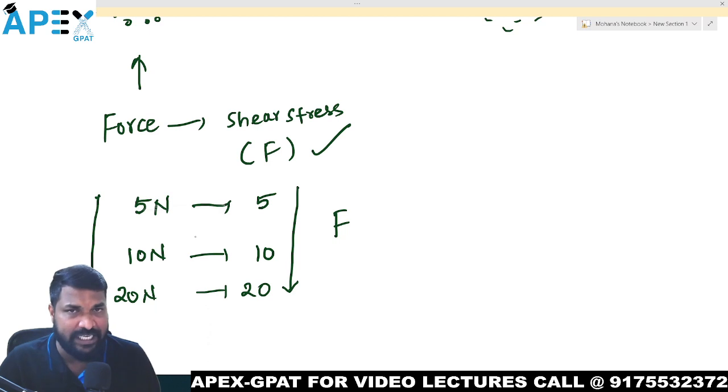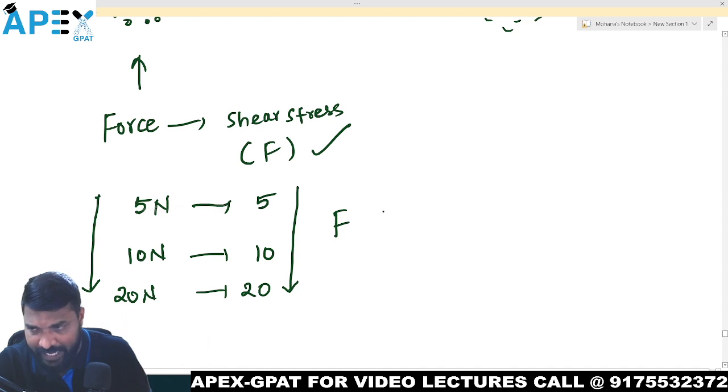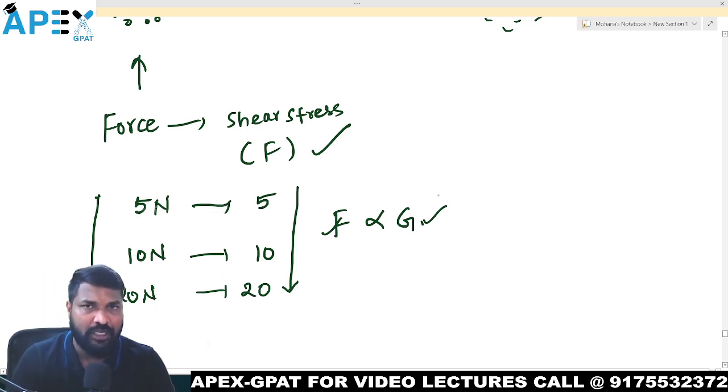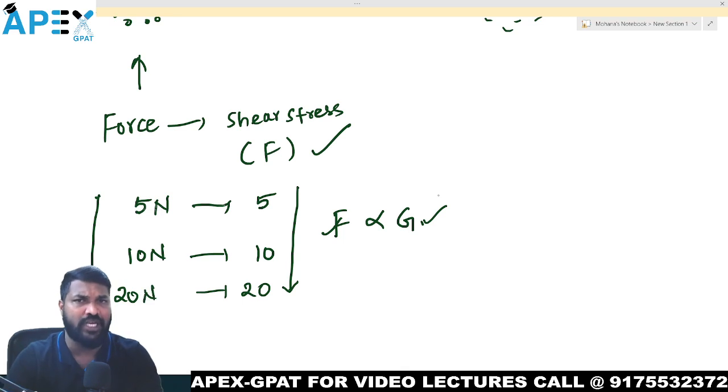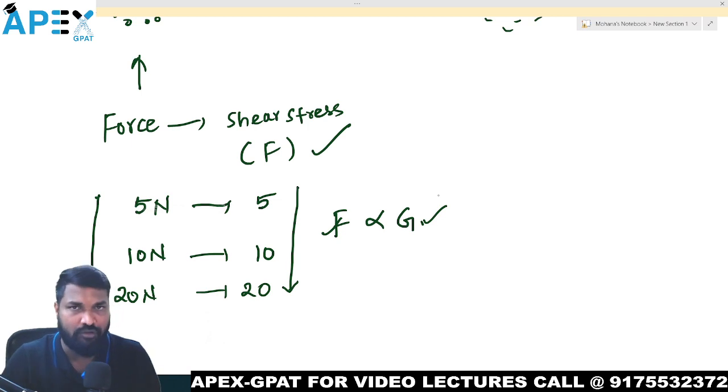Here the flow we designate as the rate of shear. The flow here means the rate of shear. In simple terms, we call it the flow rate of shear. F is directly proportional to G. What is G? G is the rate of shear, the flow. Increase the shear stress, the flow is increasing. But did you observe whether it is increasing proportionally or not? Yes, proportionally increasing. 5 Newton, 5. 10 Newton, 10. 20 Newton, 20. The flow increases proportionally.